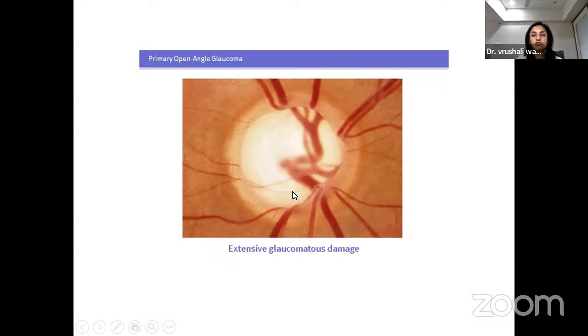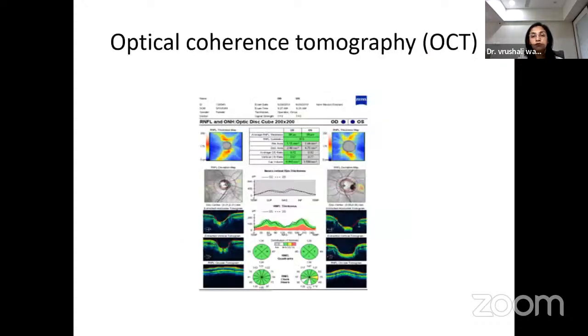So this is an end stage of glaucoma. So we should pick up these signs as early as possible. After, if you suspect the optic nerve, if we suspect glaucoma, we can confirm that with the help of optic disc scanning or optical coherence tomography, with the help of an OCT.